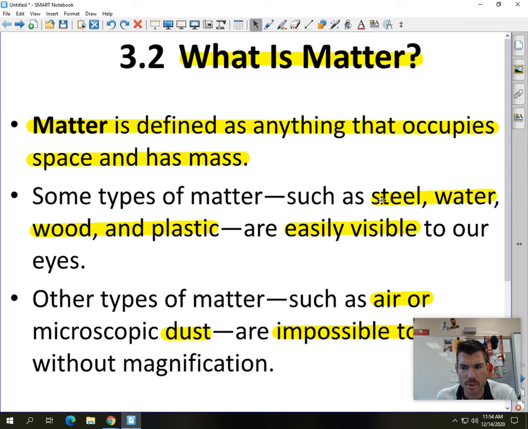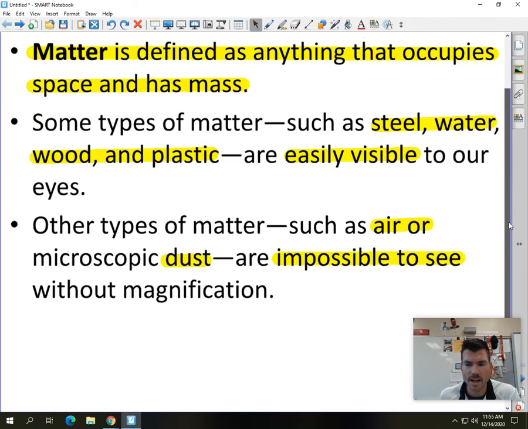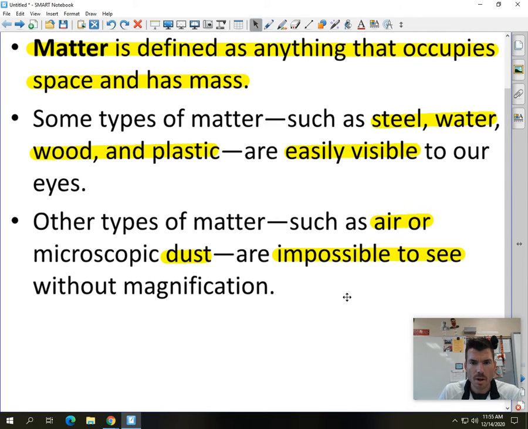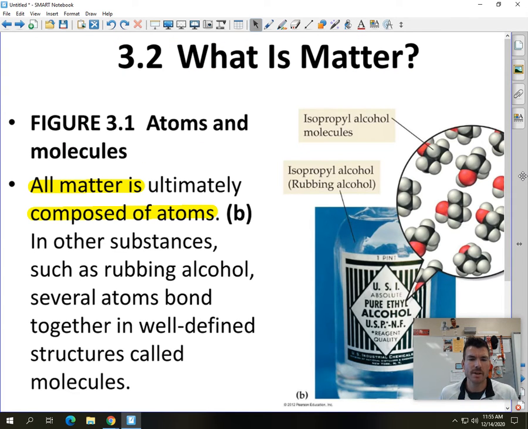Some examples of matter would be things like steel, water, wood, and plastic. Of course, these are easily visible, like you can see those right there in front of you. But then there are some others that are not so easily visible, and that would be things like air or dust. Those are examples of things that are impossible to see. Whenever we talk about matter, it is ultimately made up of atoms.